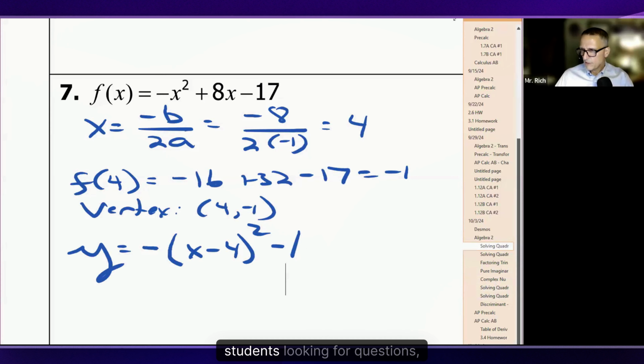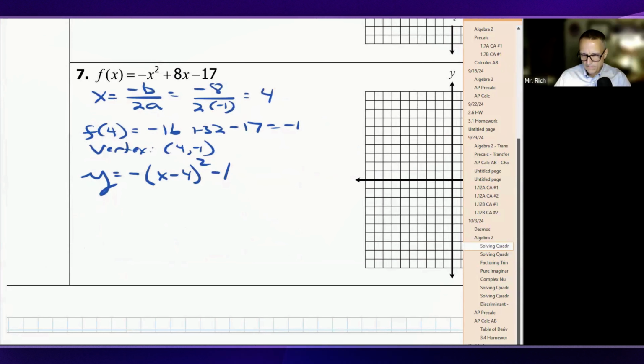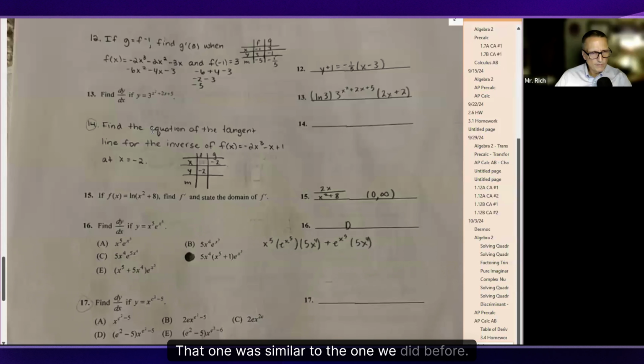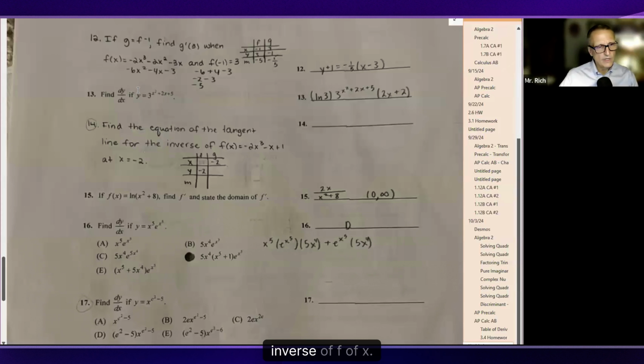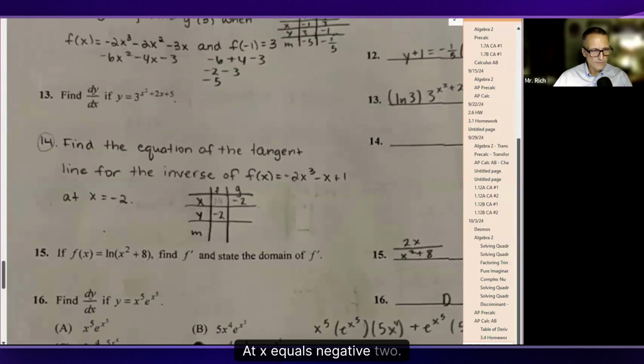Okay, students, looking for questions, but I don't see any. I'm going to go to one more question on calculus. Don't think we've done this one yet. That one was similar to the one we did before. That looks familiar. That's an equation of the tangent line for the inverse of f of x right there. Okay. Yeah, at x equals -2.